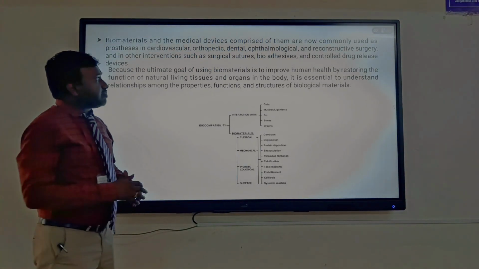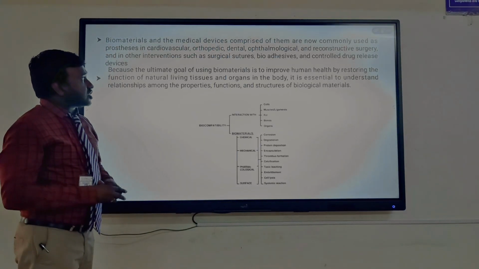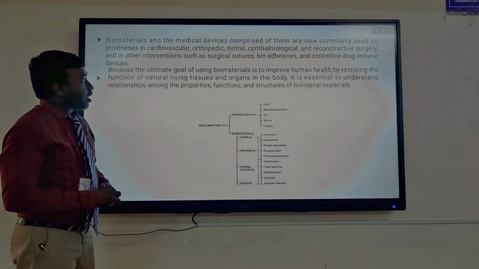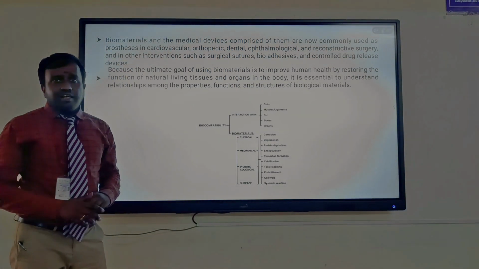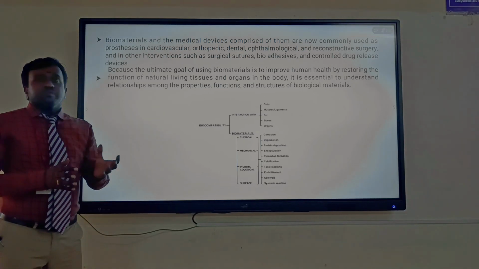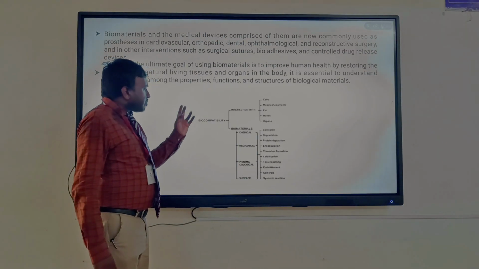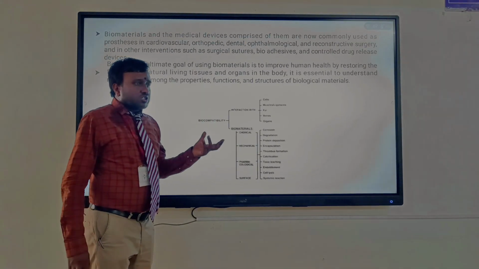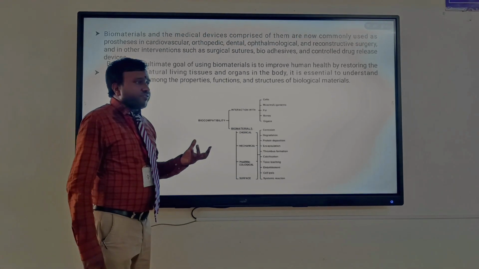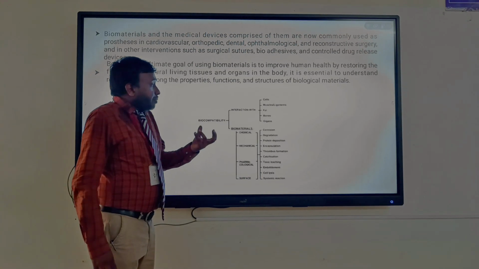Because the ultimate goal of using biomaterials is to improve human health by restoring the function of natural living tissues and organs in the body, it is essential to understand the relationship between the properties, functions and structures of biological material. The property of the material you use determines its lifetime in the body. As I already discussed, the major property of the biomaterial is biocompatibility. What is biocompatibility? It is nothing but the ability of the biomaterial to not react with the living tissues, and it should provide a proper environment.